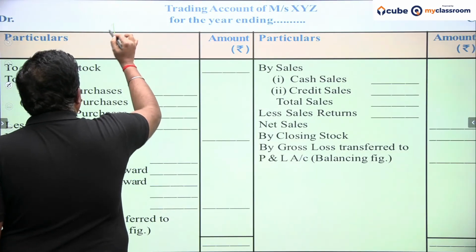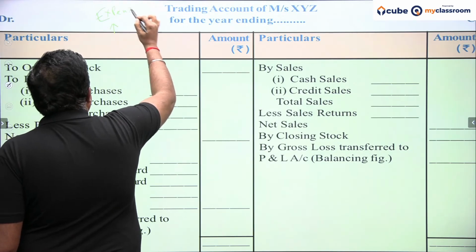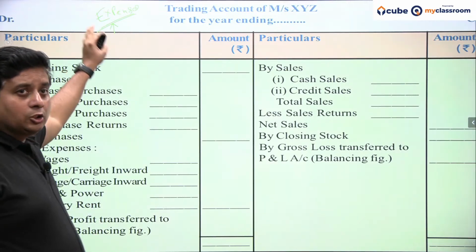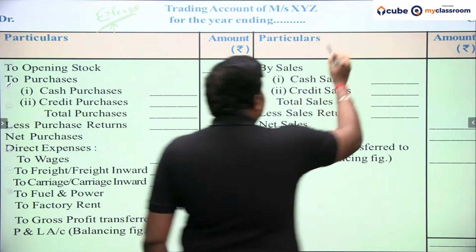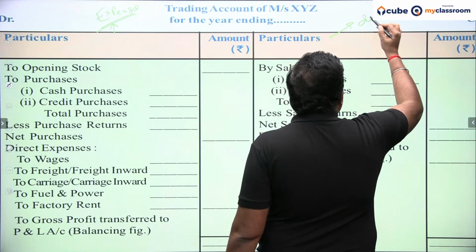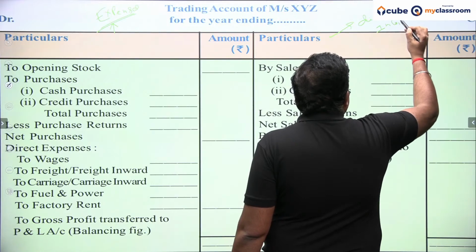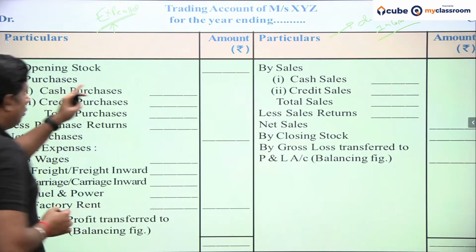So on this side we are recording the expenses because it is a very good example of a nominal account. We record the direct expenses in the debit side and direct income on the credit side. So first of all, we like to start with the opening stock.